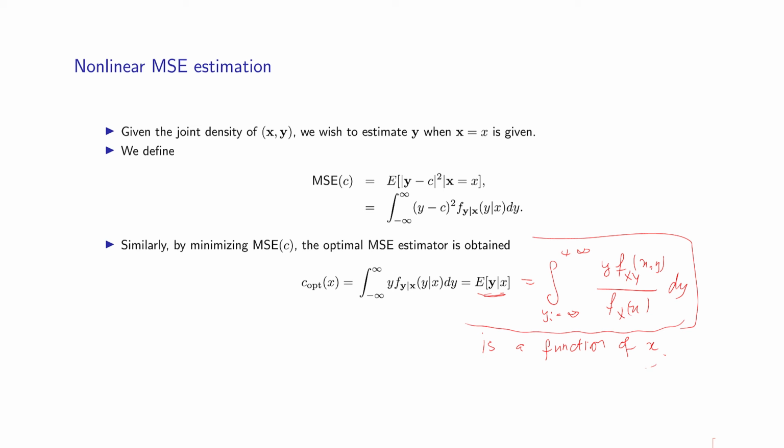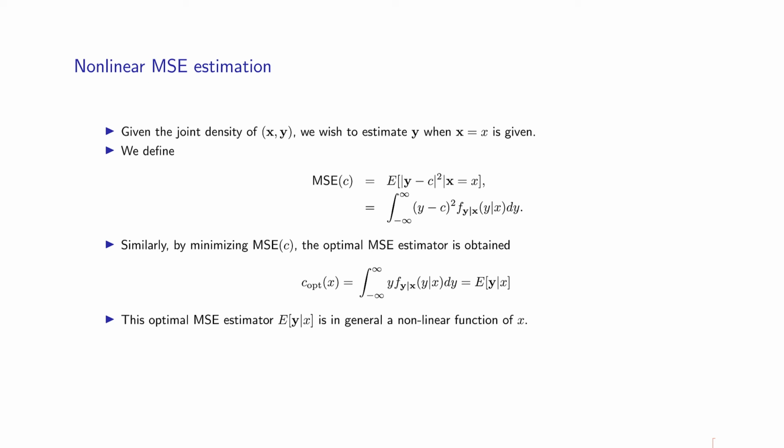This function in general is nonlinear. This is why we call this optimal estimator, in the sense of mean square error, a nonlinear mean square estimator. So the optimal MSE estimator is the conditional expectation of y. So this is in general true and is a nonlinear function of x.